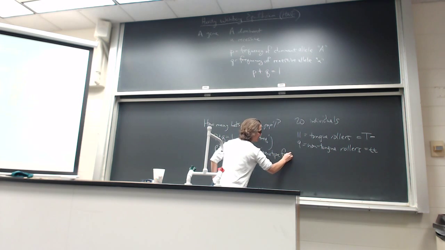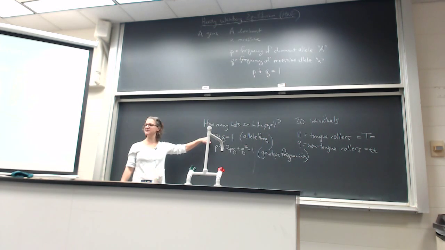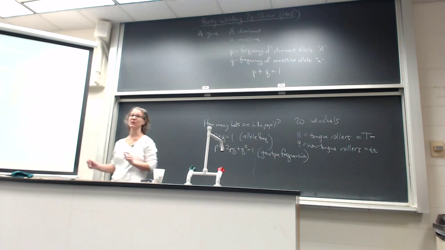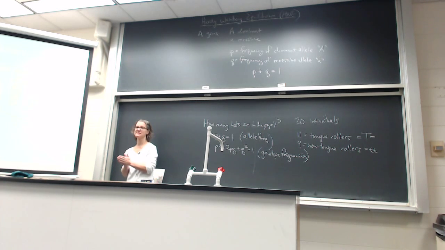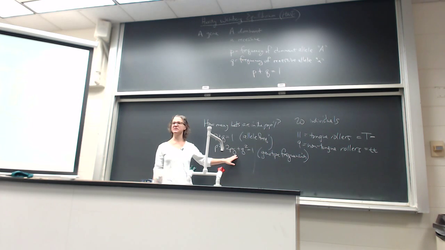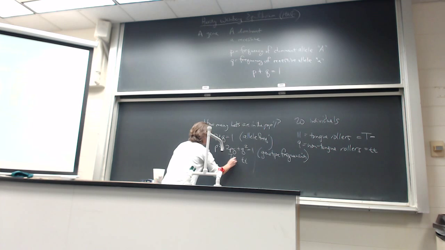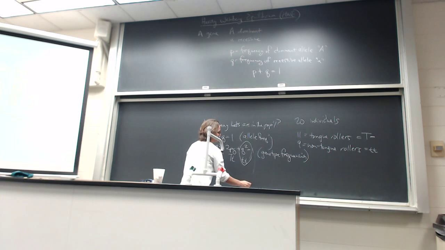And we know, so p plus q equals 1 is allele frequencies. p squared plus 2pq plus q squared equals 1 is genotype frequencies. And we know one of our genotype frequencies. Do we not? Does anyone want to help me out here? So which genotype frequency do we know? q squared. We know q squared, right? So q squared is little t, little t. Okay, so we know q squared.